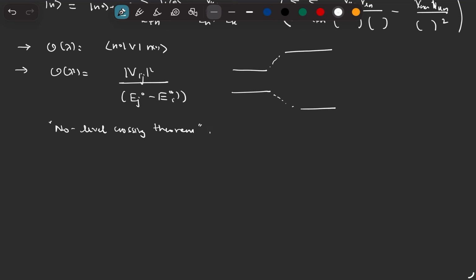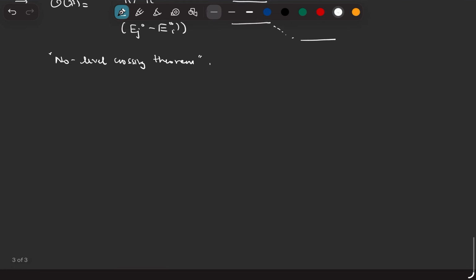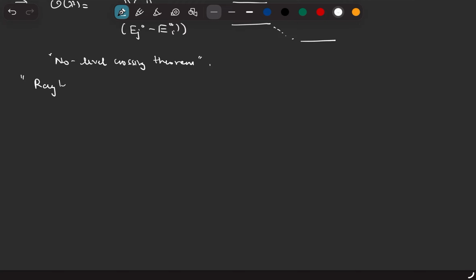Okay, so I suppose this is enough. And just to name the method, this perturbation method is actually called the Rayleigh-Schrödinger perturbation expansion.